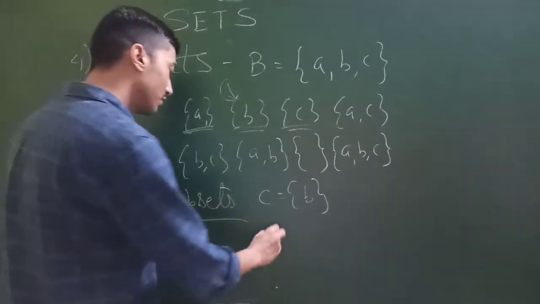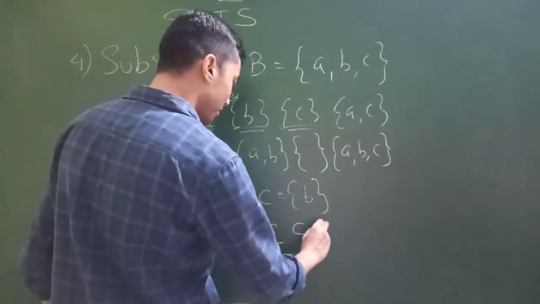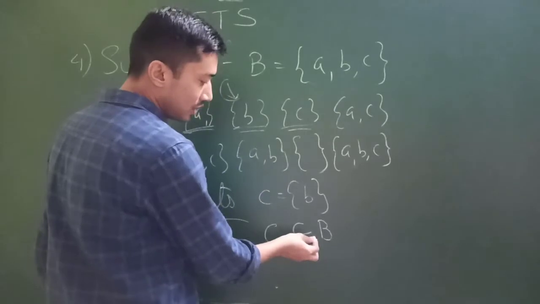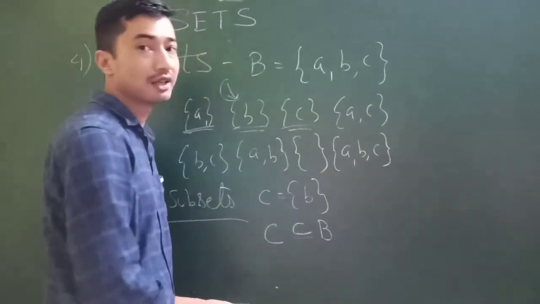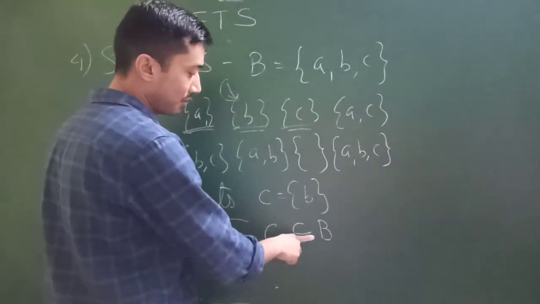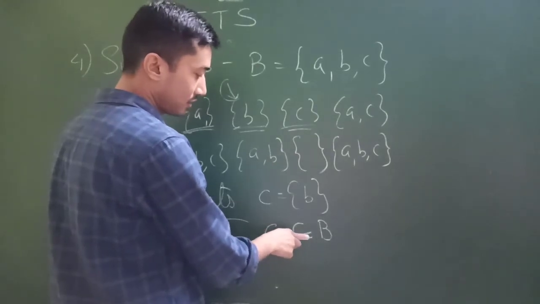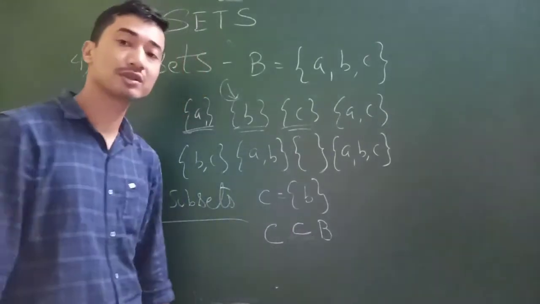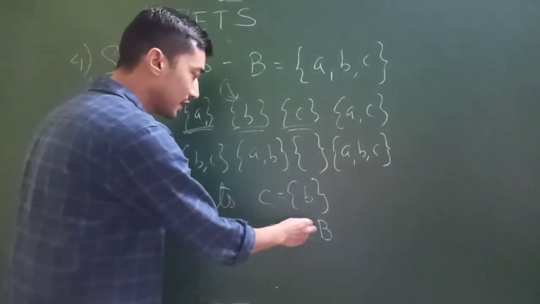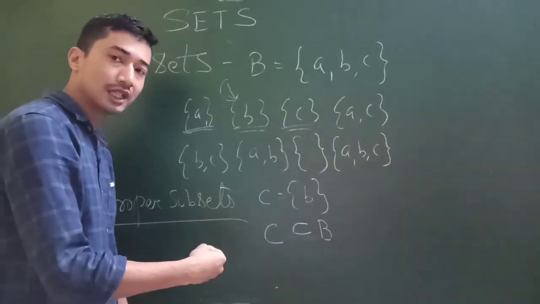How do we denote C as a proper subset of B? That equal to sign will not come here. That's why it's called a proper subset, a smaller set.